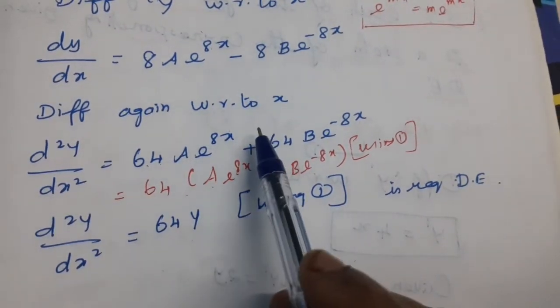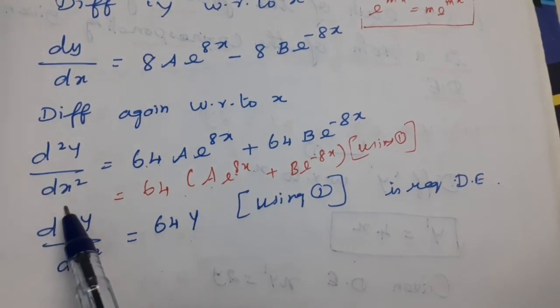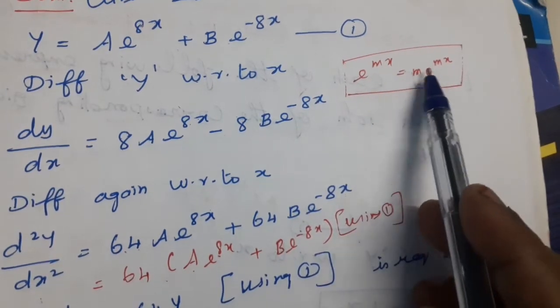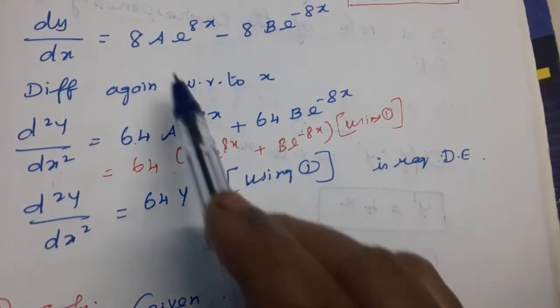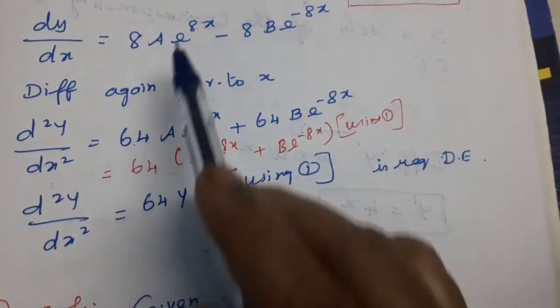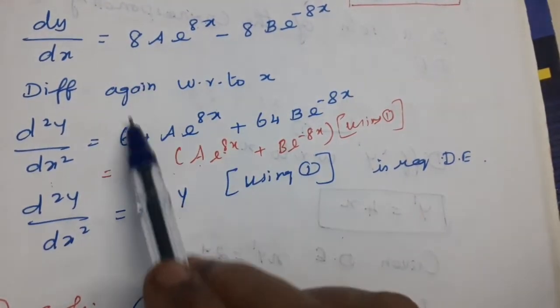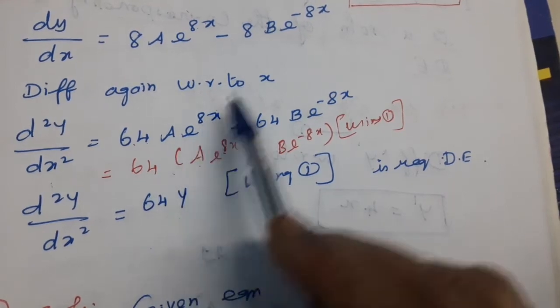Differentiate again with respect to x: d square y by dx square, the second derivative. Again, e power mx is m into e power mx. Similarly, 8 into 8: 8 into 8 is what? Because e power mx is m into, similarly 8 8s are 64, a into e power 8x. Here what?